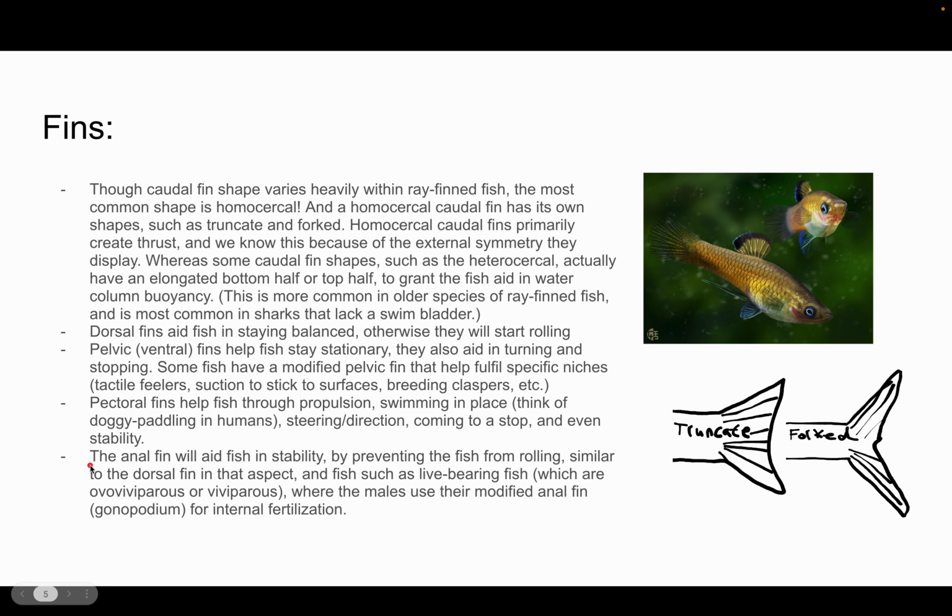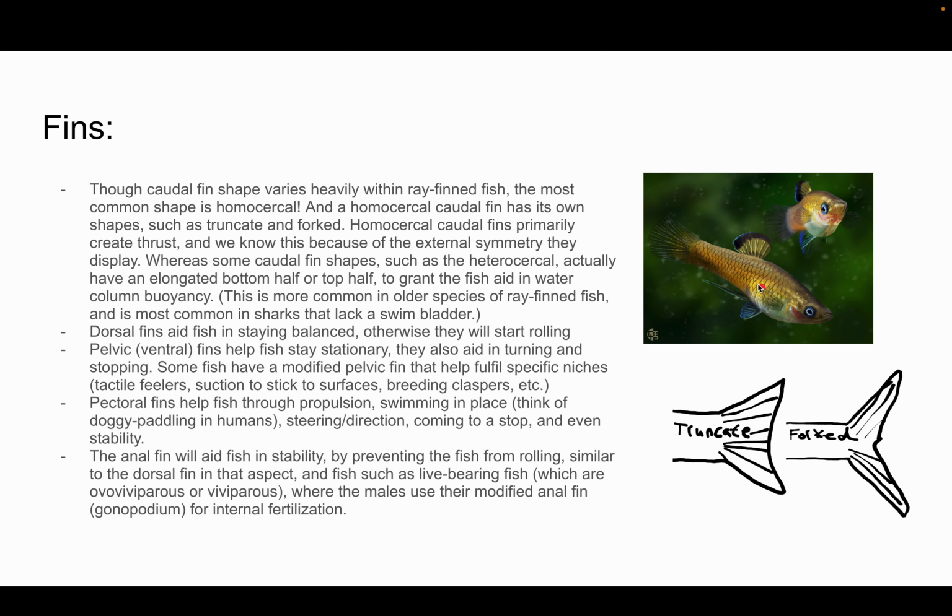And here we have the anal fin. The anal fin will aid fish in stability by preventing the fish from rolling, which is very similar to the dorsal fin in that aspect. And fish such as live-bearing fish, which are ovoviviparous or viviparous, where the males use their modified anal fin, also known as the gonopodium, for internal fertilization.